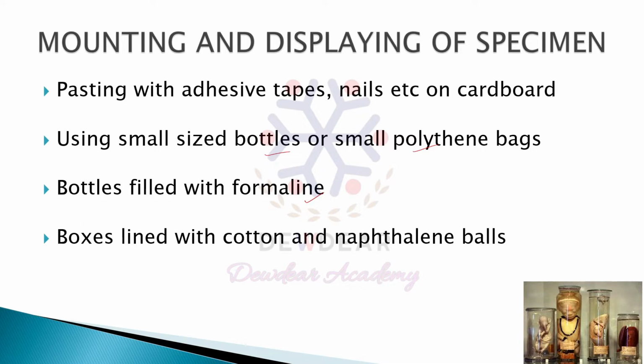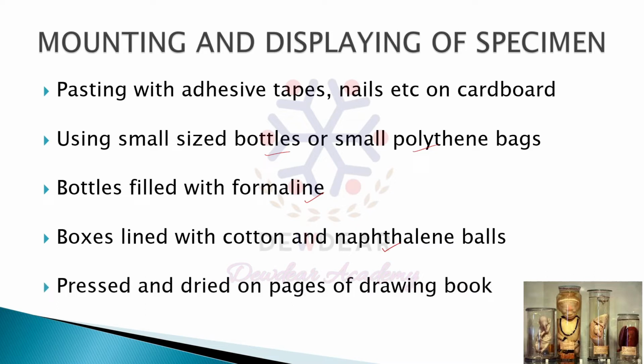Then we can also use boxes lined with cotton and naphthalene balls. This is another method of mounting and displaying the specimen. Then it can also be pressed and dried on the pages of drawing books. So we can maintain it in a drawing book by keeping it pressed and dried on the pages. So these are the different ways of mounting and displaying a specimen.